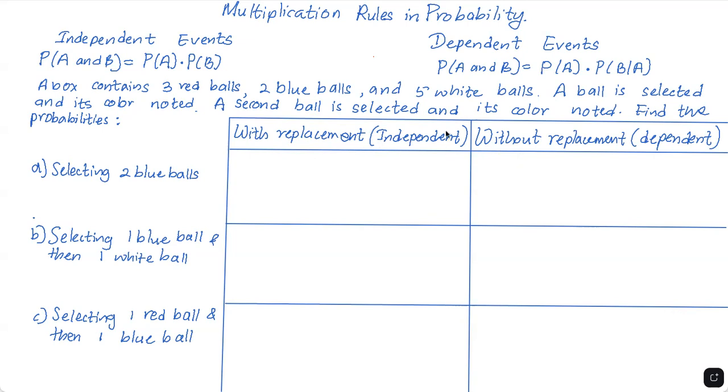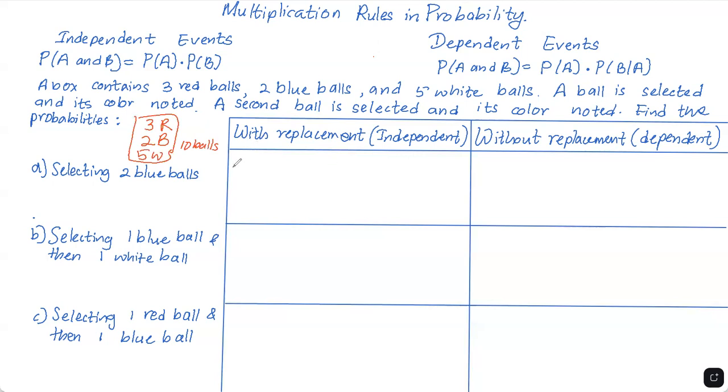So here I'm going to consider two different situations: with replacement and without replacement. If you replace the first ball and then select the second ball, then those two events are independent. If you select the first ball and, without replacing it, you pick the second ball, that means those two events are dependent. So we are going to find these three probabilities under these two conditions. So let's look at the first one. As you can see, we have 3 red balls, 2 blue balls, and 5 white, so we have a total of 10 balls.